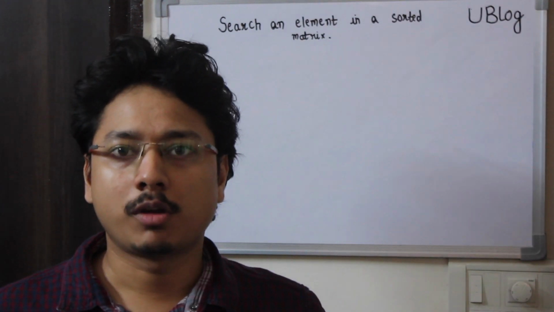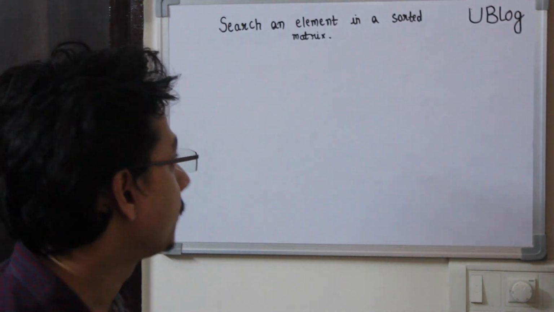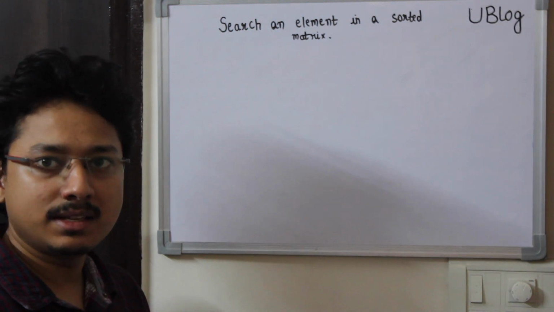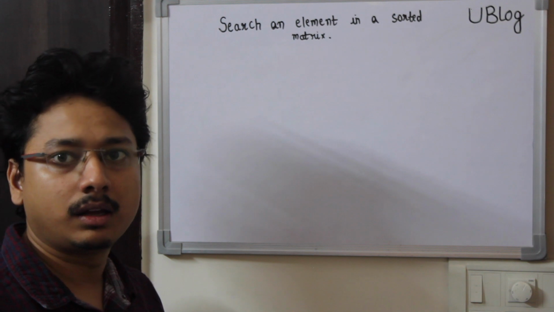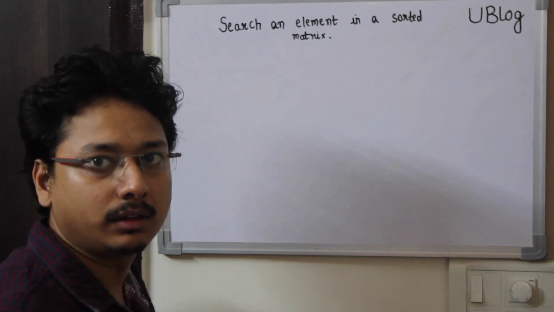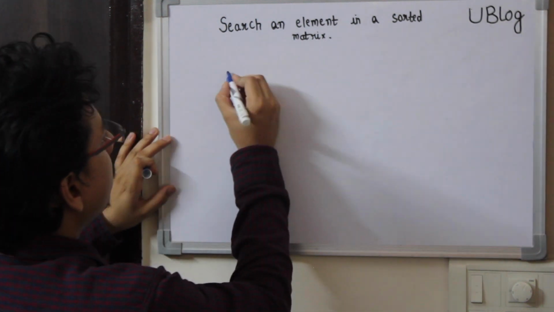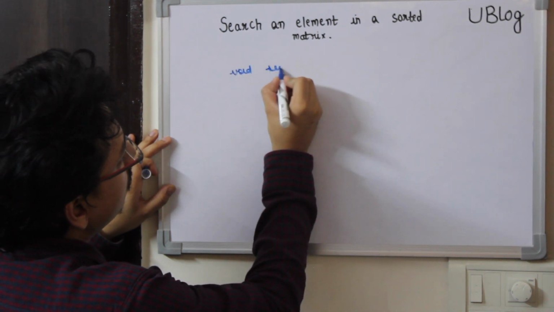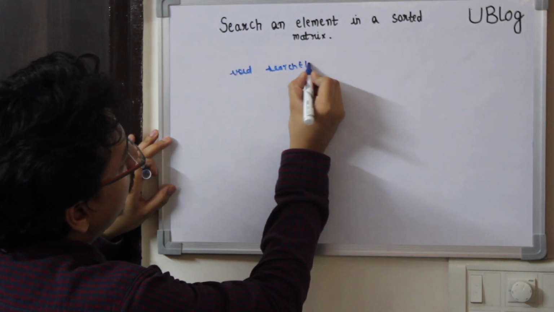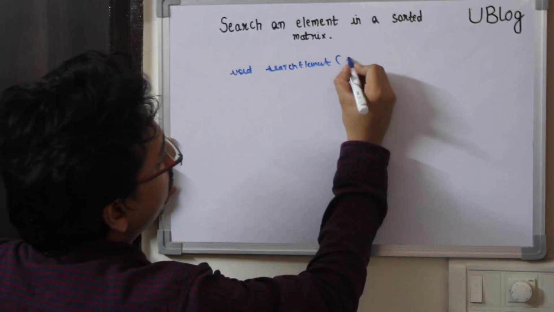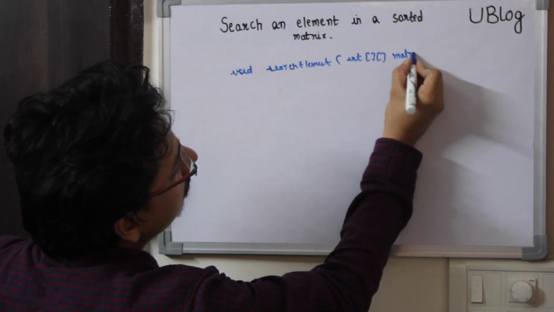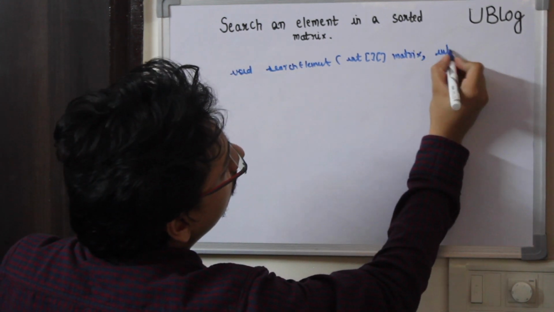So the code to this problem is very simple. Let's discuss it. We'll write a function which will accept the matrix and print the index of that element which we need to find. So basically a void search function, with an input matrix and then the input element to find.